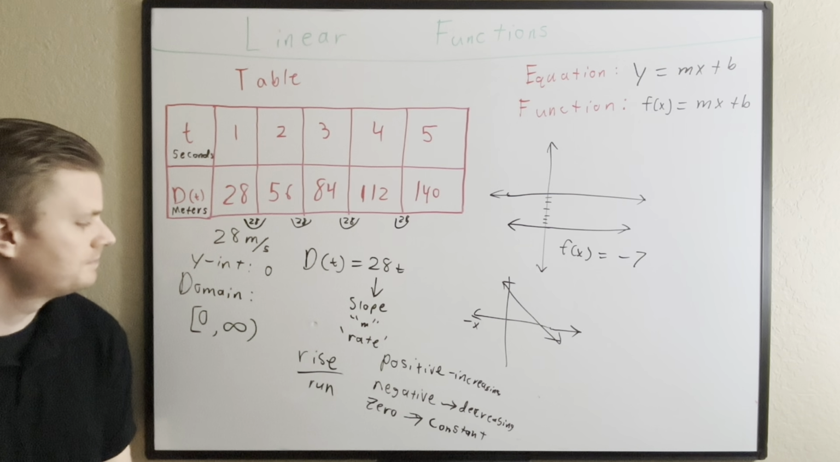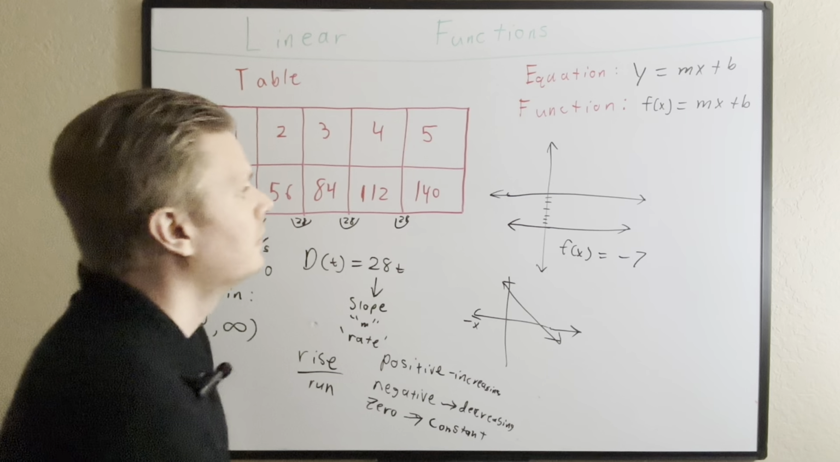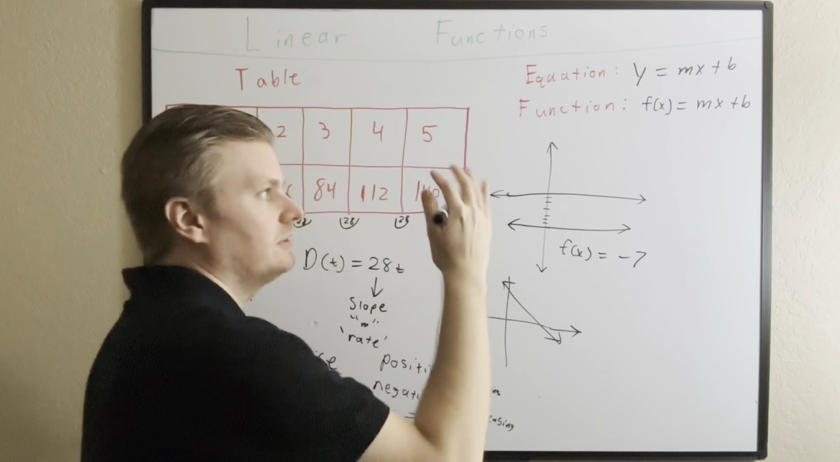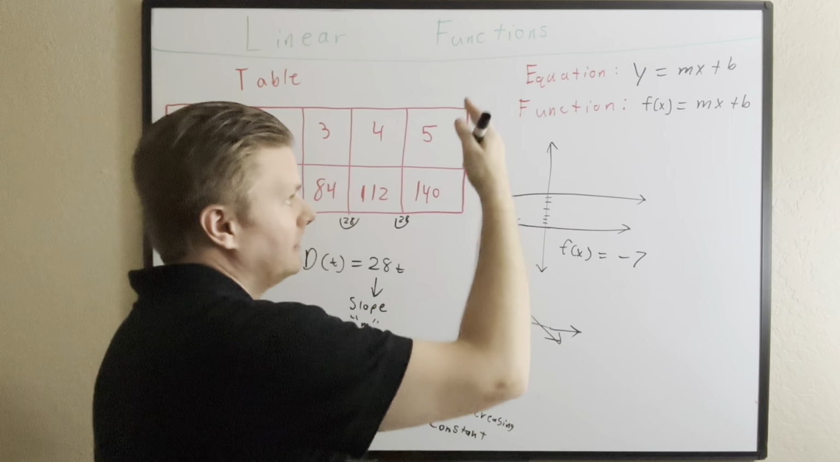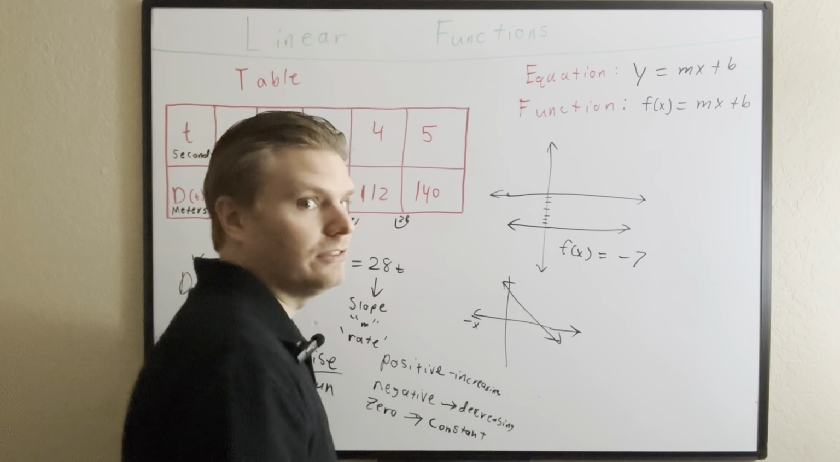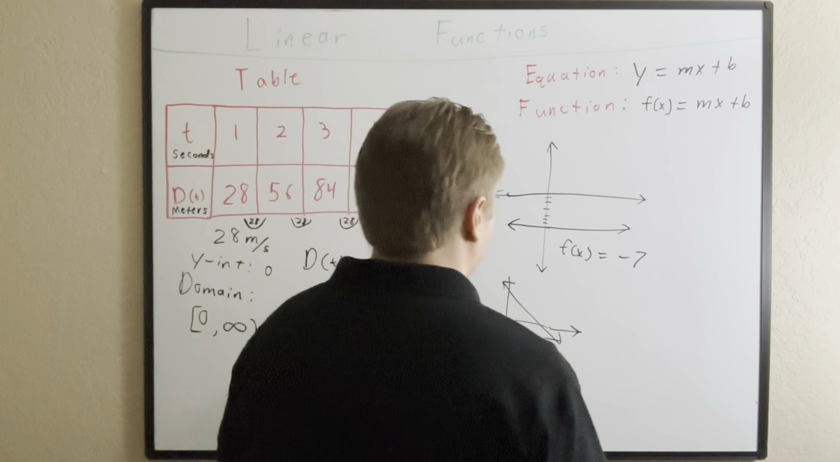One more thing about the y-intercept. There's only one y-intercept. Why? Because it's a function. If it's not a function, there might be more than one y-intercept, and therefore it would fail the vertical line test.